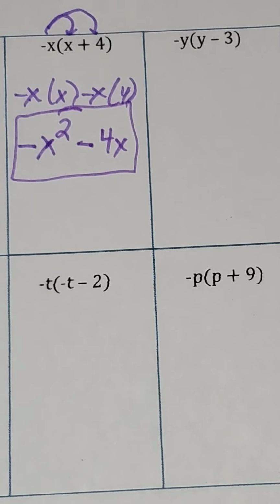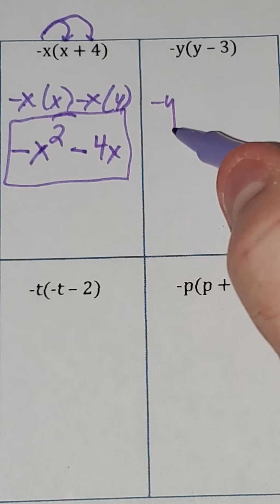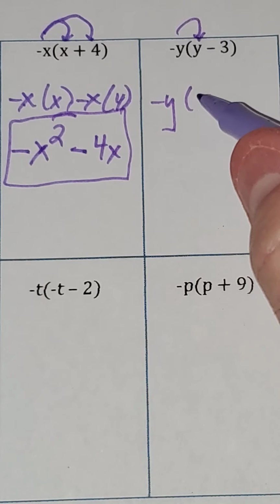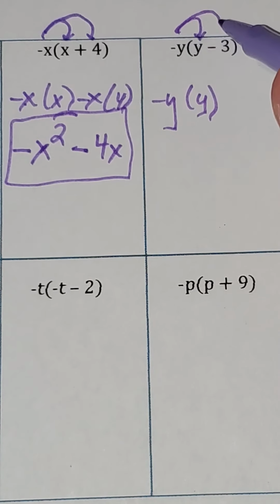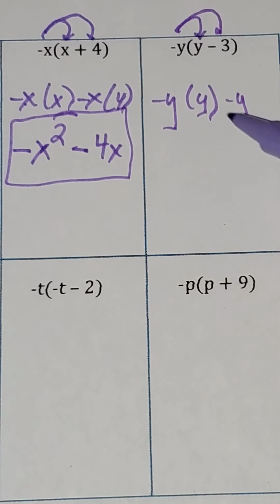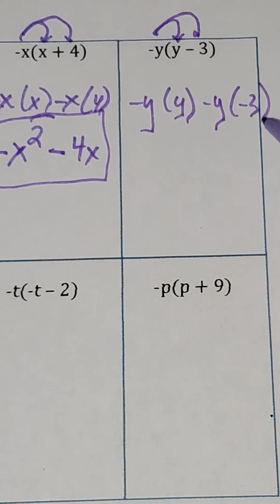Okay, last one to practice is this one. We're going to take a negative y, and we're going to multiply it times the first term inside, which is positive y. But this time we're going to take the negative y, see the negative y, and we're going to multiply it times the term inside, which is a negative 3.